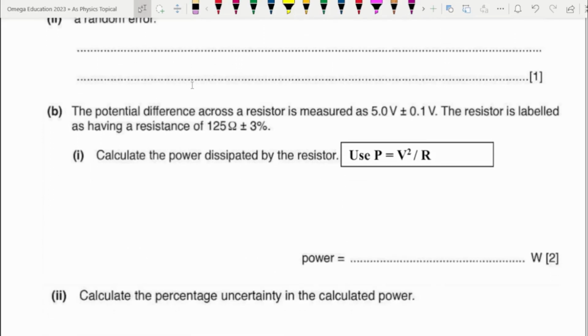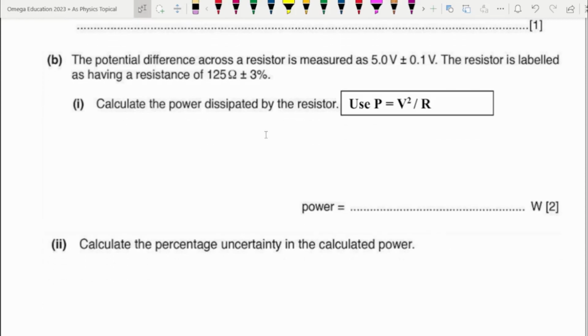Let's move on to the next one. The potential difference across a resistor is measured as this much. The resistor is labeled as resistance of 125 ohm plus minus 3%. Calculate the power dissipated by the resistor. So you're provided with a formula. I provided the formula here because at this stage you may not be able to recall it, so I've written it here anyway. Power equals the square of voltage divided by the resistance.